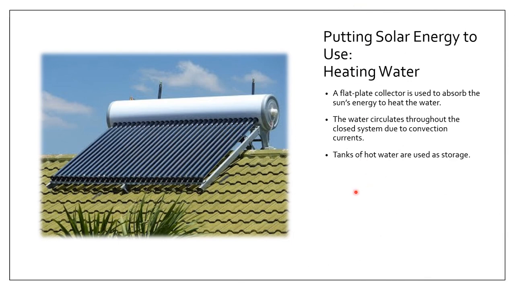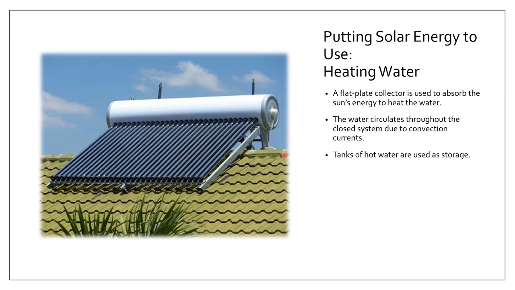Okay, so we're going to put the solar energy in use. What we do primarily is heating the house and also heating the water. When we say heating the house, the most important thing is to get the heated water, so you can wash the dishes, you can take a shower and bath, right? That's very important. So the flat plate collector is going to absorb the sun's energy, and then we're going to heat the water. So it's a very simple system.